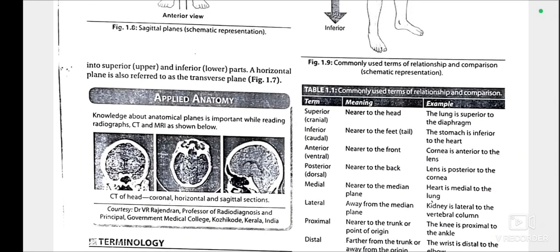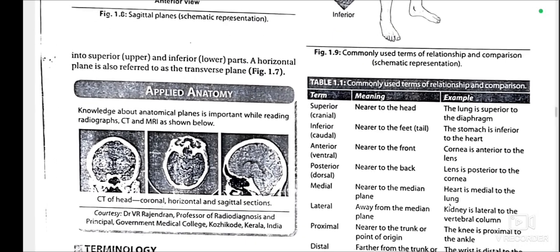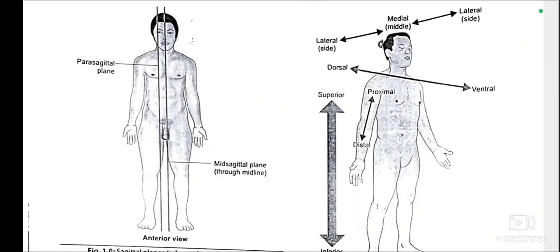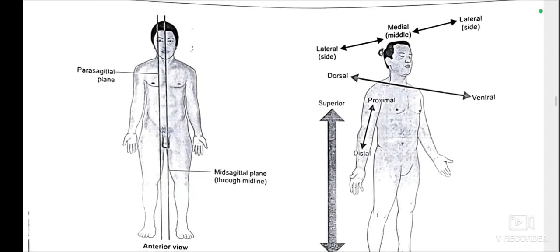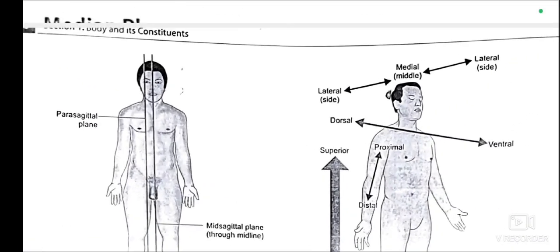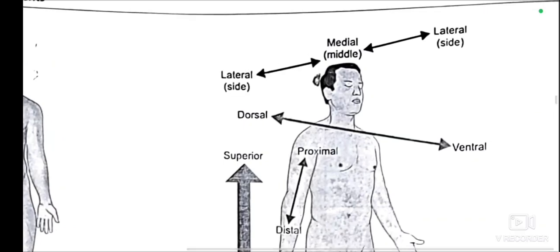Position of the heart or position of our stomach. Anterior. Anterior you can say is ventral, and posterior means dorsal. Anterior is near to the front. This is ventral. Ventral means anterior. Near to the back is dorsal, which means posterior. This is ventral, and this is dorsal. Dorsal means posterior, and this is anterior.